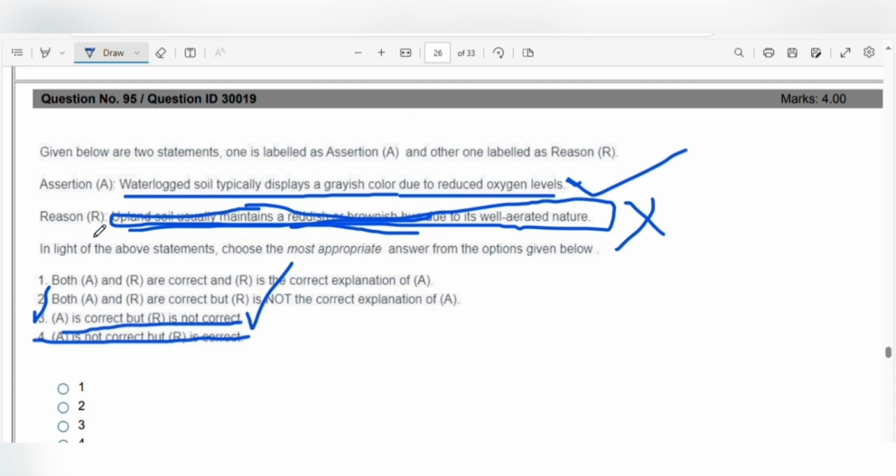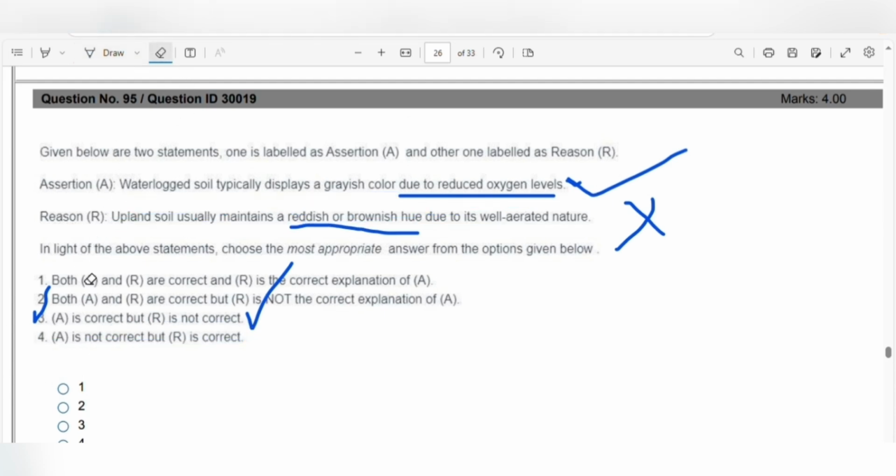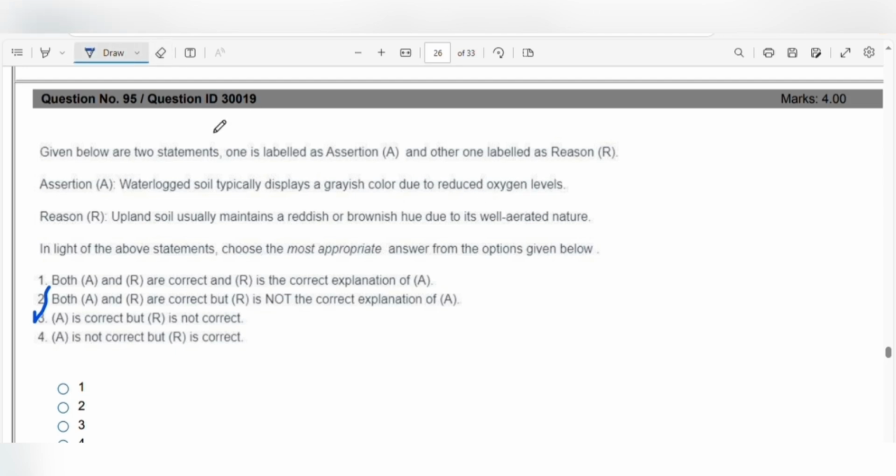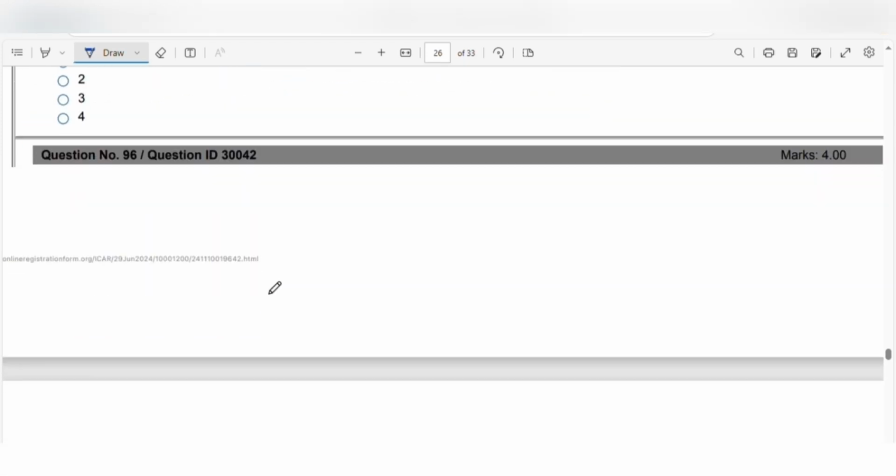All right. So this question is a peculiar and one of the good questions from classical soil chemistry, submerged soil chemistry. So the answer will be option 3. All right. Let's move on to the next question.